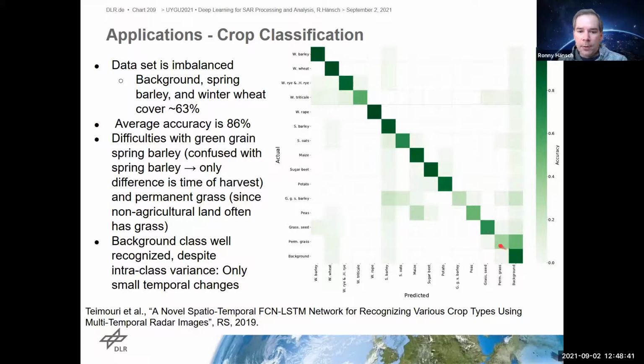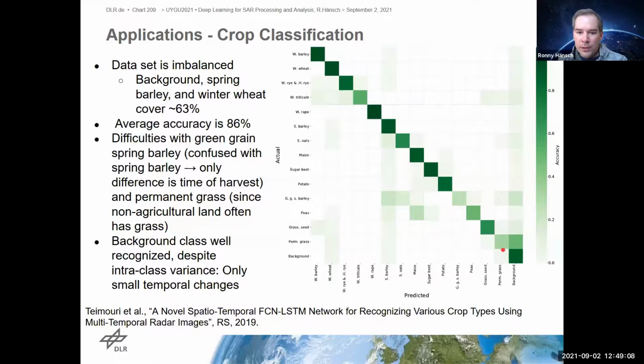There are a couple of problems. The first one is this one here. How was it called? That is green grain spring barley. And it's mainly confused with spring barley, so with this one here. And the reason is that it's the same plant, just planted at different times, right? So the only difference is really a temporal shift in the signature that you observe. So this explains this confusion.